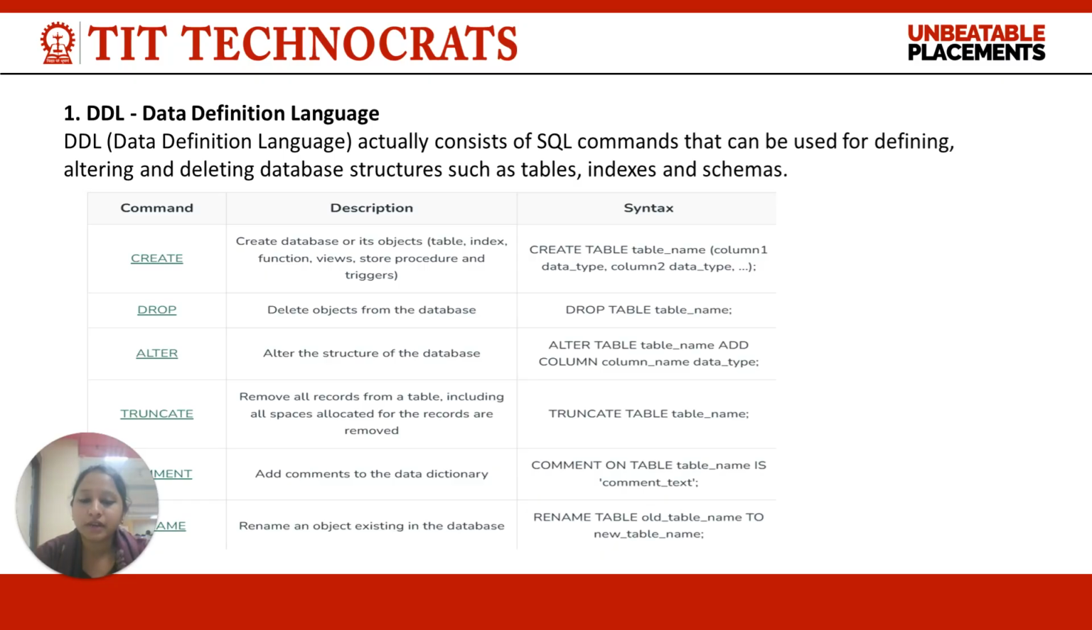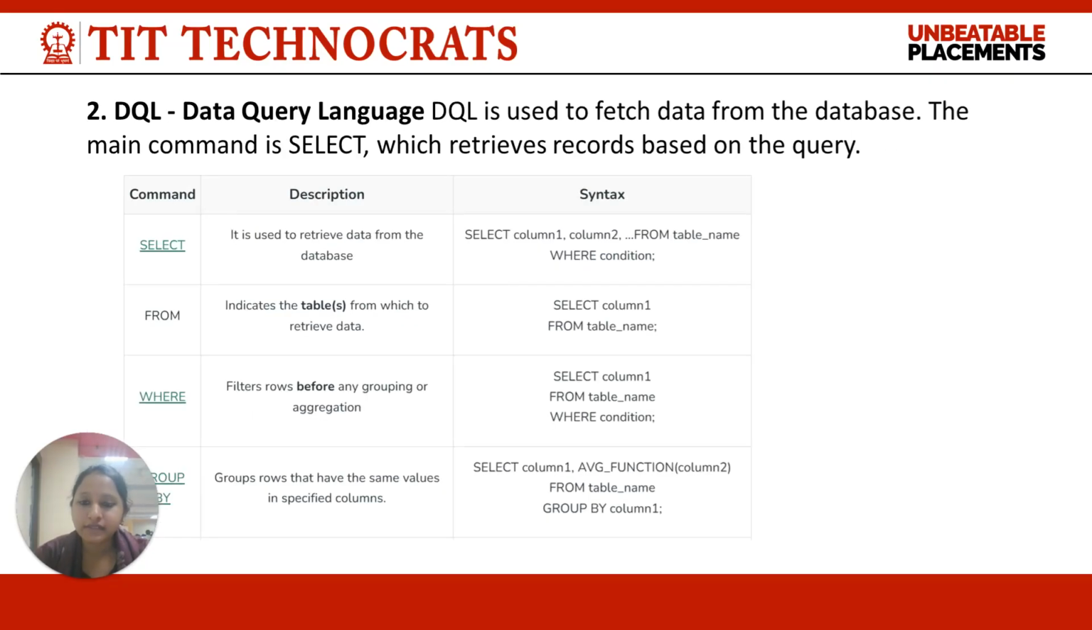Comment is also used to add descriptive notes or comments to the data dictionary about the table or column, which can be useful for documentation. And finally, rename lets you change the name of existing database objects like a table or column. Next is DQL.